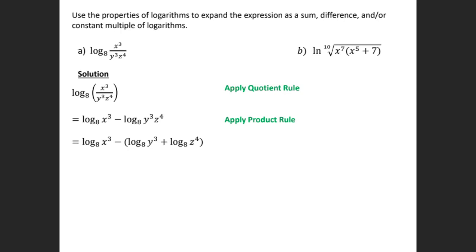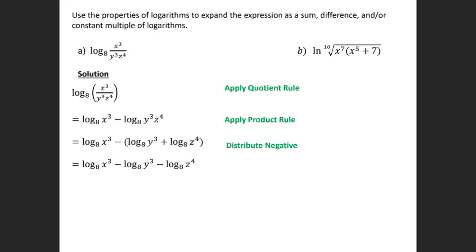So in these parentheses, I have log base 8 of y cubed plus log base 8 of z to the 4th. So I'm almost done. I have exponents, so I'm going to apply my power rule. I can also distribute. If you leave it on the homework on the computer, I think it's going to accept this answer. But just in case, let's go ahead and distribute our negative.